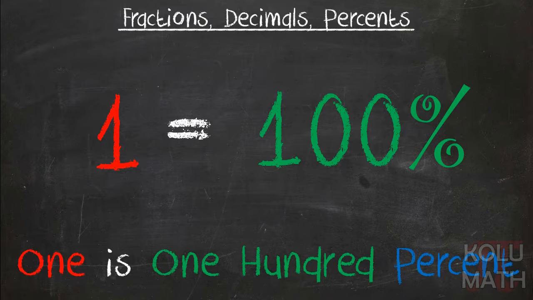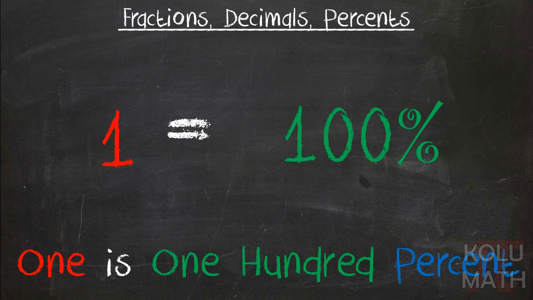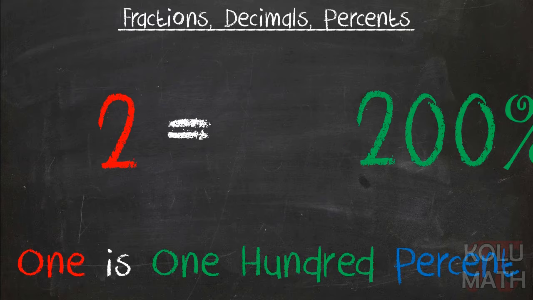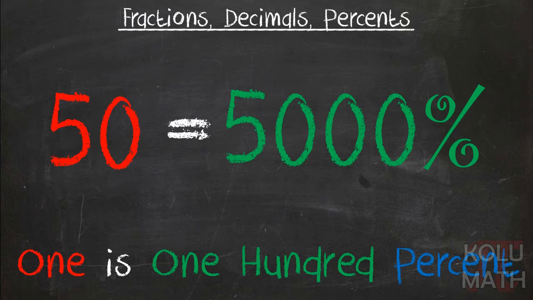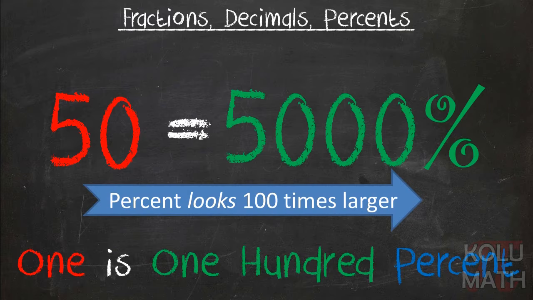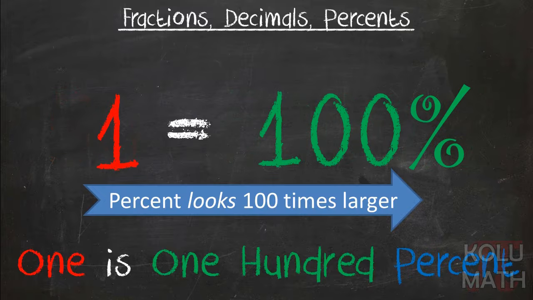It'll help you convert between decimals and percent, because while 100% appears way larger, they are in fact the same size. So basically 100% looks 100 times larger than 1, but they have the same value. So if 1 is 100%, well then 2 is 200%. And if 3 is 300%, well then 50 is 5,000%. Notice the percent always looks 100 times larger. And I use the word looks because they're the same size. It's not actually bigger. It just looks 100 times larger. So when you convert a decimal to a percent, the percent should look exactly 100 times larger.